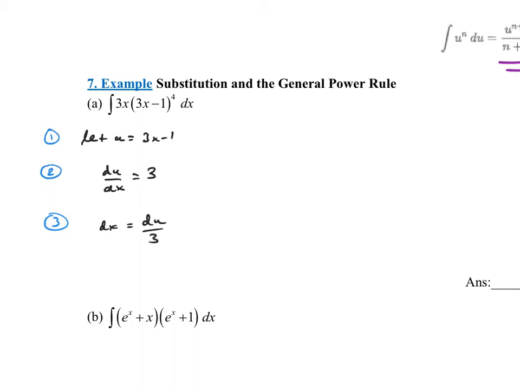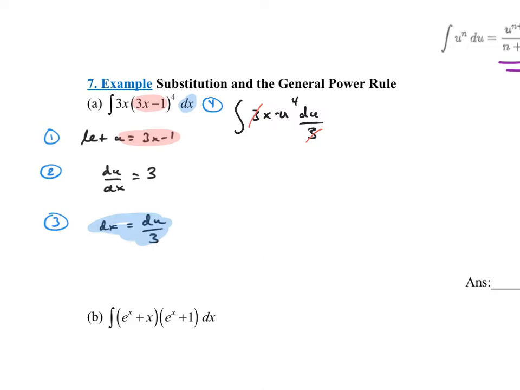Now I need to substitute that in. Anywhere I see a dx, I'm going to put du over 3. And anywhere I see a 3x minus 1, I'm going to put a u. So I'm going to rewrite my integral now. When I rewrite my integral, it's going to look like 3x times, instead of (3x minus 1) to the 4th, it's going to be u to the 4th. And then instead of dx, I have du over 3. Again, notice here that my 3's are going to simplify, but it doesn't look like my x's simplify.